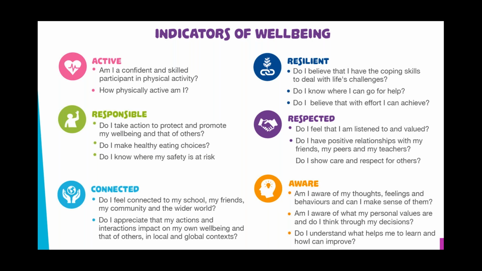If we look at the short course and how the indicators are mapped onto it, 9 of the learning outcomes of the short course are mapped onto the responsible indicator. There are 34 in the connected category, 7 in resilient, 23 in respected, and 19 in aware. So we can see that CSP fits very closely or very tidily within the well-being area of learning.